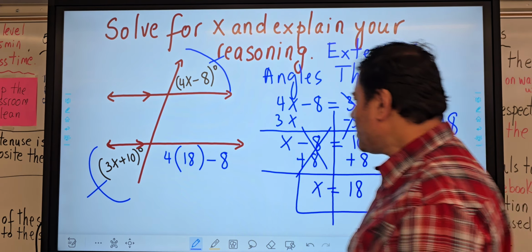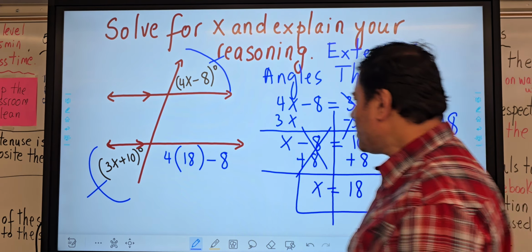Okay, let's take a look at another problem now. In this problem again, we need to solve for x and explain our reasoning. In this case, we have this angle over here, and then we have this angle on the other side of the transversal, but both of these angles are inside of the parallel lines. So in this case, we are going to use the alternate interior angles theorem.